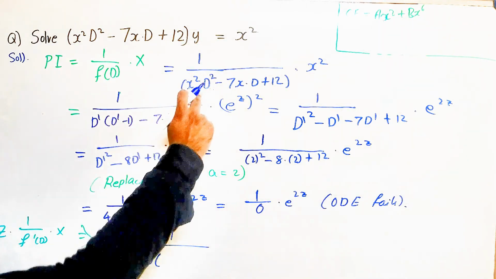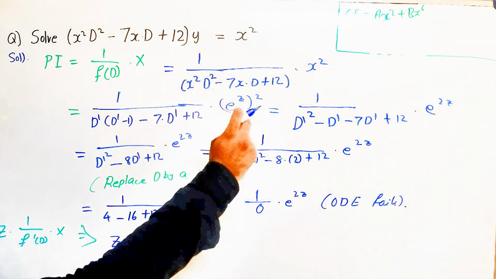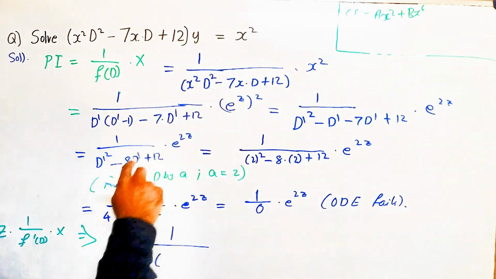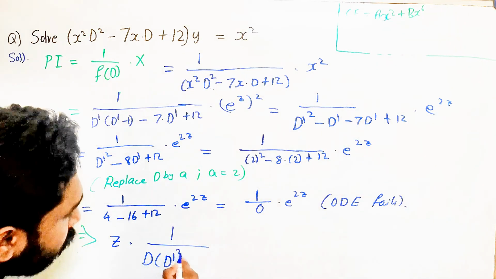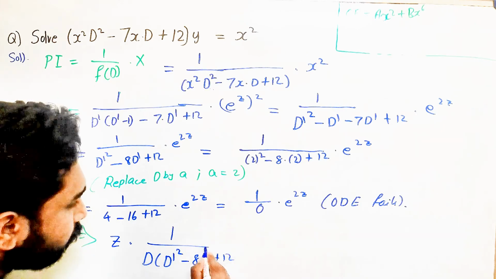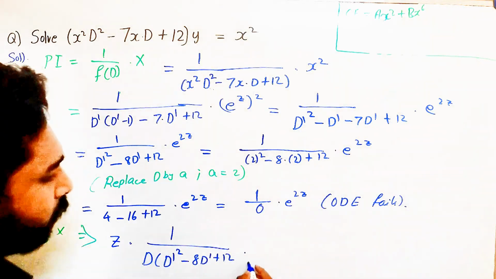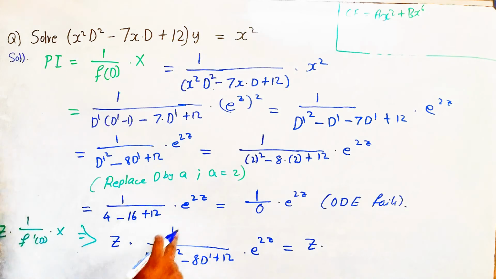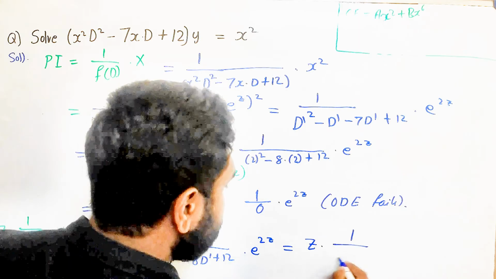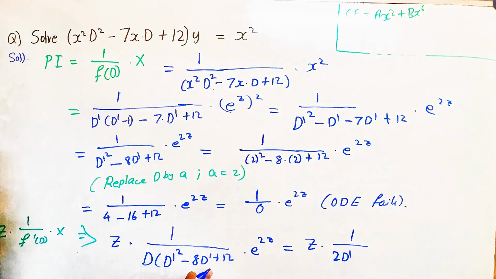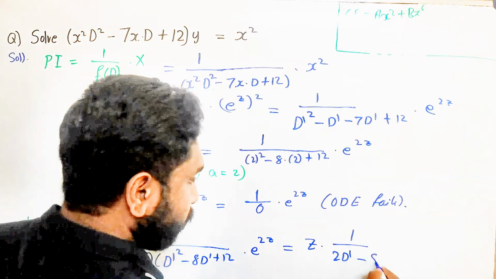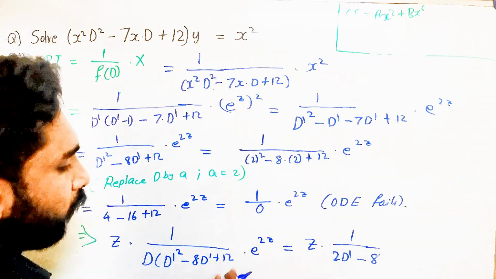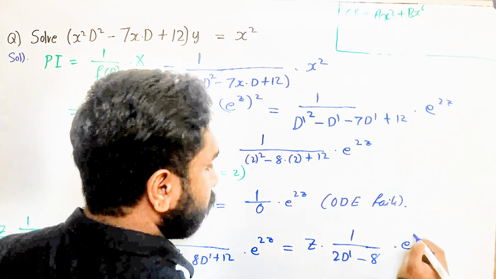So what is the f of D? F of D is, we know, D square minus 8D plus 12, into capital X, hence the right hand side value, e to the power of 2z. That is equal to z into 1 by differentiation. We are differentiating this term. What we will get? D power square becomes 2D, 1 by 2D, minus 8D becomes 8, 12 becomes 0 as this is a constant number. So into e to the power of 2z.